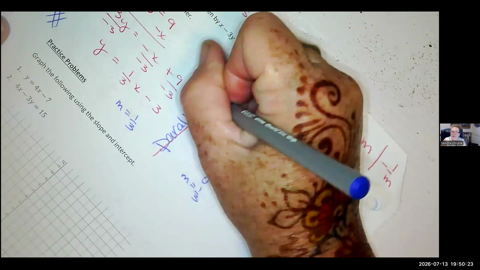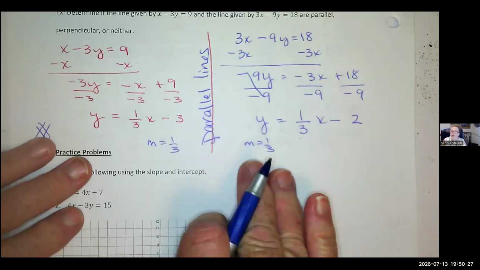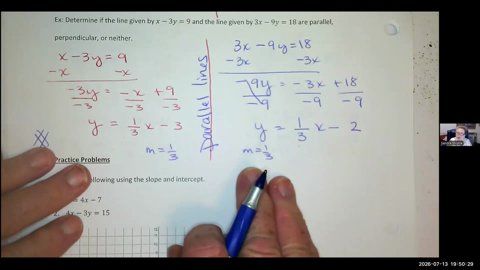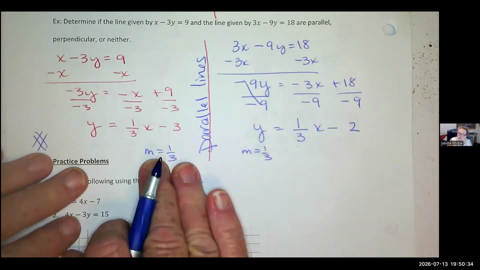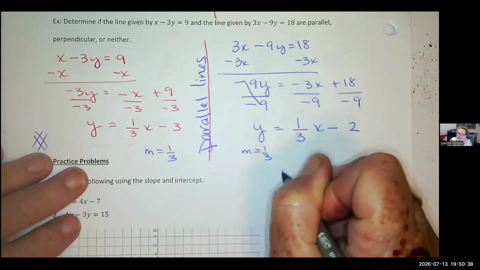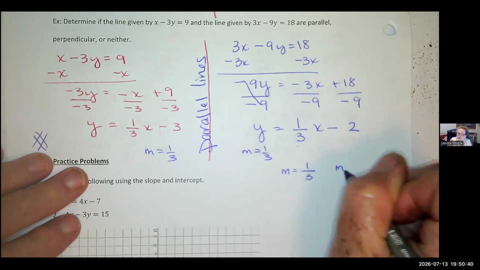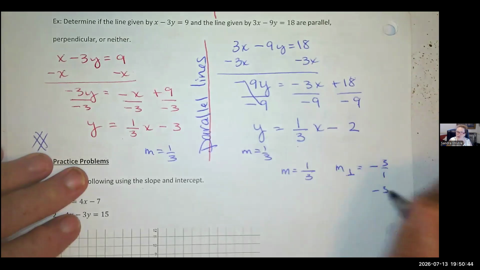If there would have been 1/3 and negative 1/3, the answer would have been neither. Okay. In order for these lines to have been perpendicular, if one's 1/3, then the perpendicular one would be -3/1 or -3. That's the difference. But these are parallel. I just wanted to show you those.